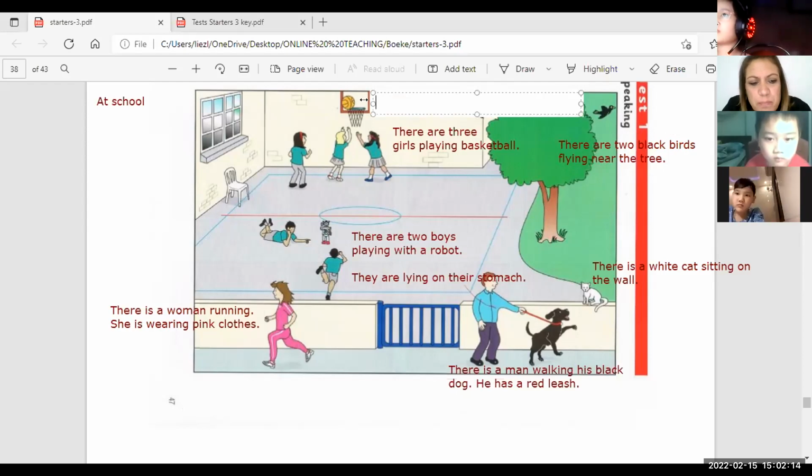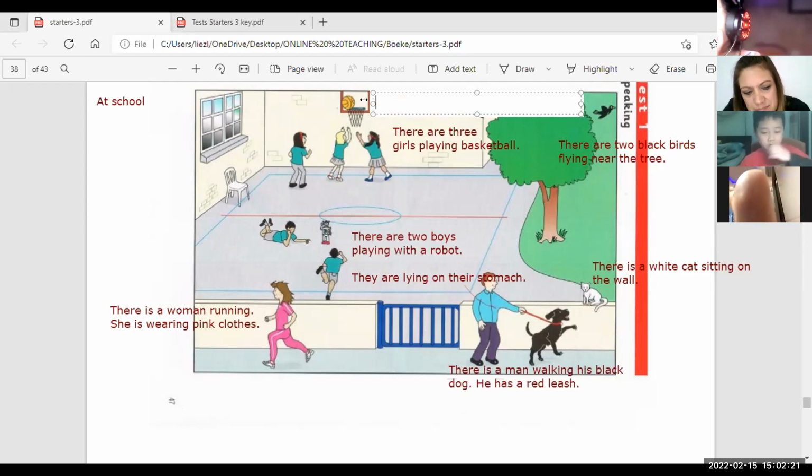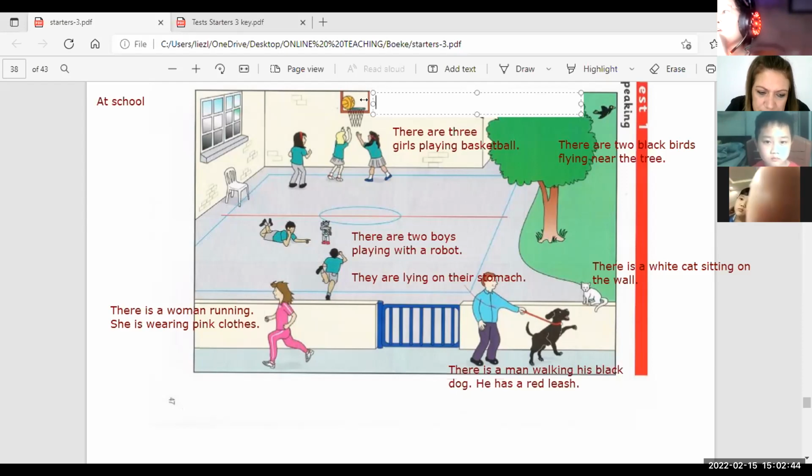Khôi, what can you tell me about the girls' balls? What color is a girl's ball? What ball are they playing with? What color is the ball? The ball is orange. Okay, it's a yellow orange color. Yellow orange, okay. What else can you see?